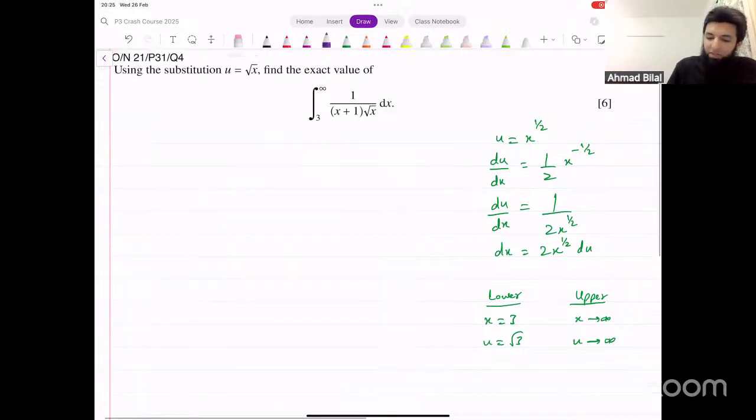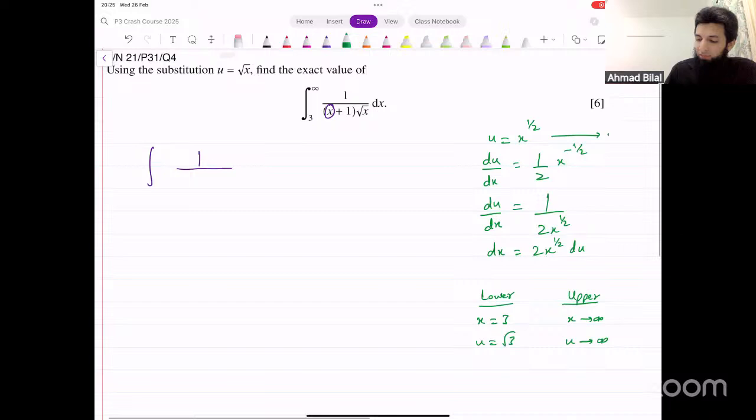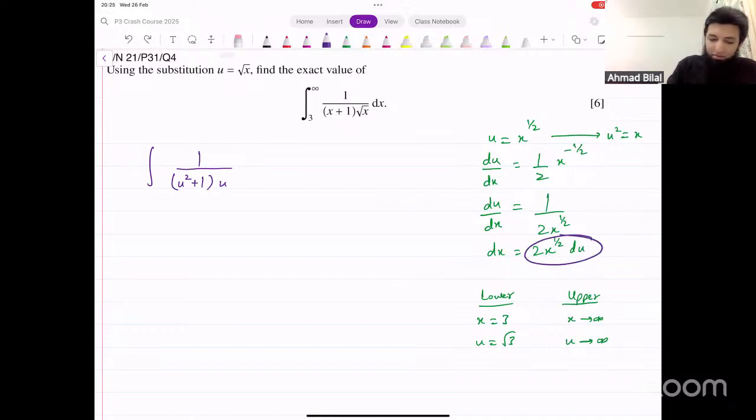Now let's do that substitution here. It becomes integration of 1 over x plus 1. If u is x power 1 over 2, then what about u squared? u squared is x. So x can be replaced with u squared. So we have u squared plus 1 in the denominator times square root of x. That's also going to be u. Now let's replace dx with 2x raised to the power 1 over 2 du. And the limits are square root of 3 to infinity.